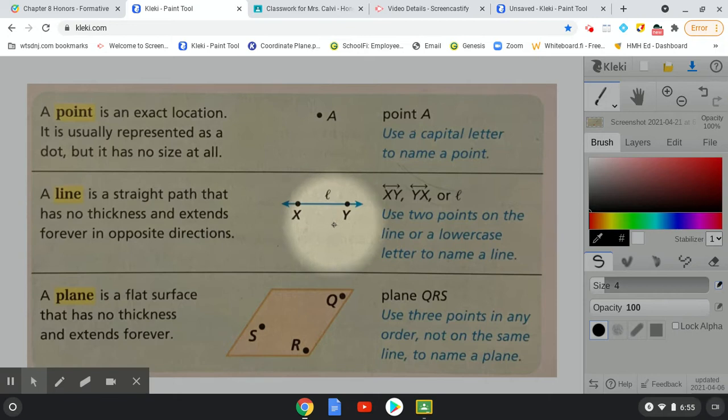Okay? And if we were naming a line, if you noticed here, they have line XY, and the symbol above it is the line with both arrows on each end. That's how you would label a line.